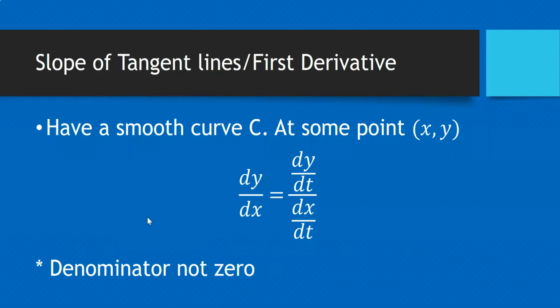Now, in order for this to work, obviously our denominator can't be 0. So when we take the derivative of x with respect to t, we don't want that to be 0. But other than that, it's a pretty straightforward derivative calculation.